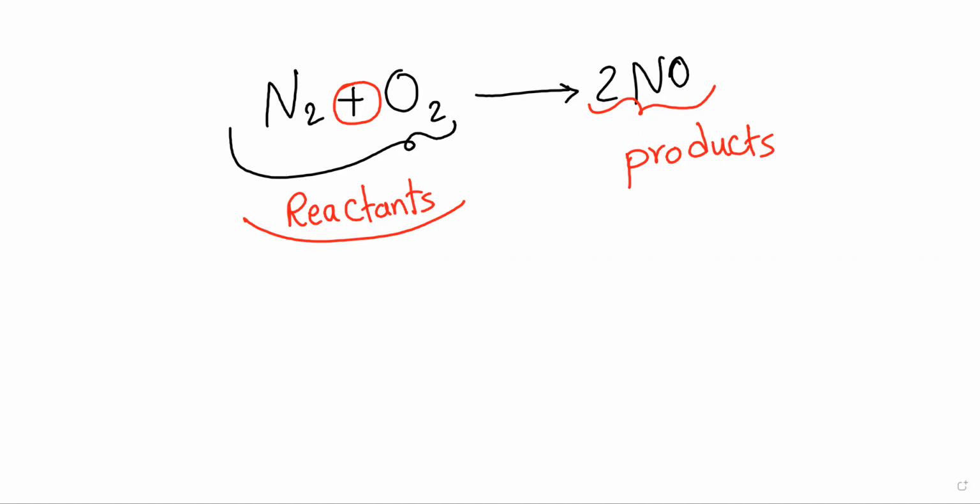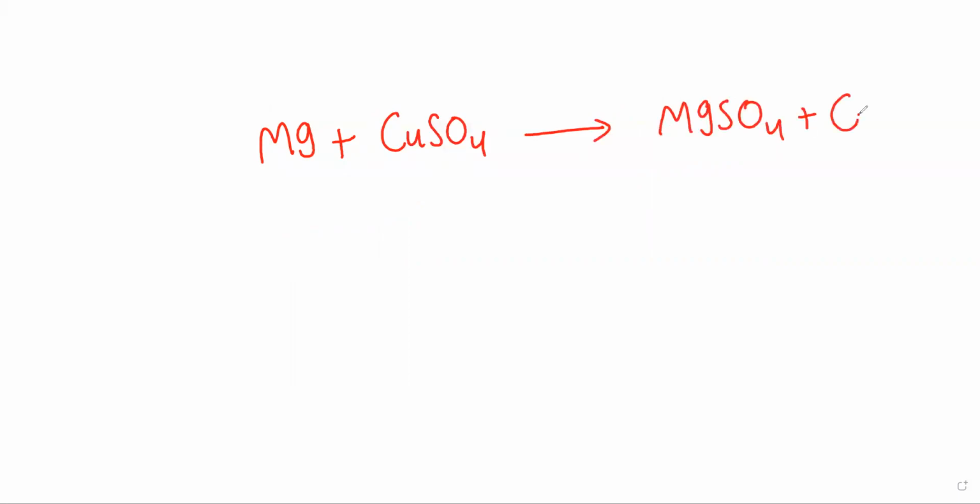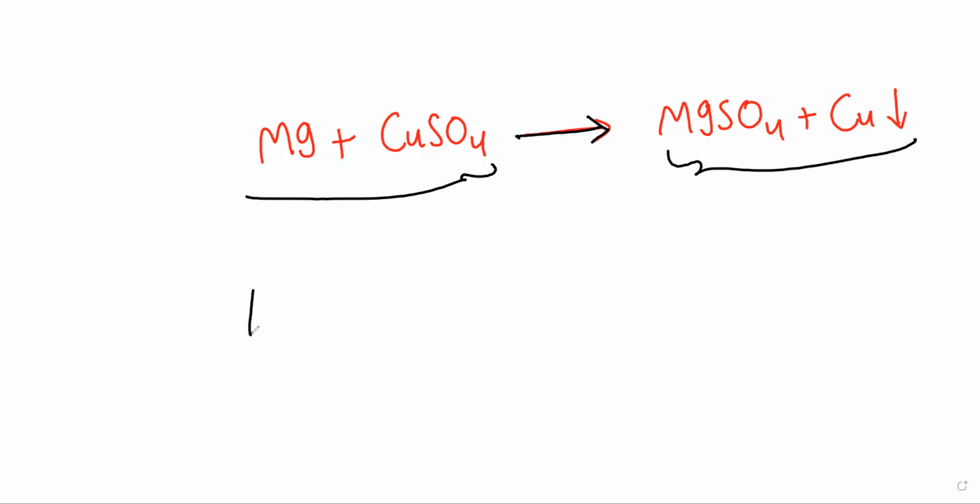Let's take an example with more than one product, like the reaction between magnesium and copper sulfate. We'll have magnesium sulfate and copper precipitate. So I have here the reactants, these are the products, and this is the direction of the equation. It means the magnesium can combine with copper sulfate, not the opposite. So how about the one that I was writing now, this one? Does it have a relation to the chemical activity series?